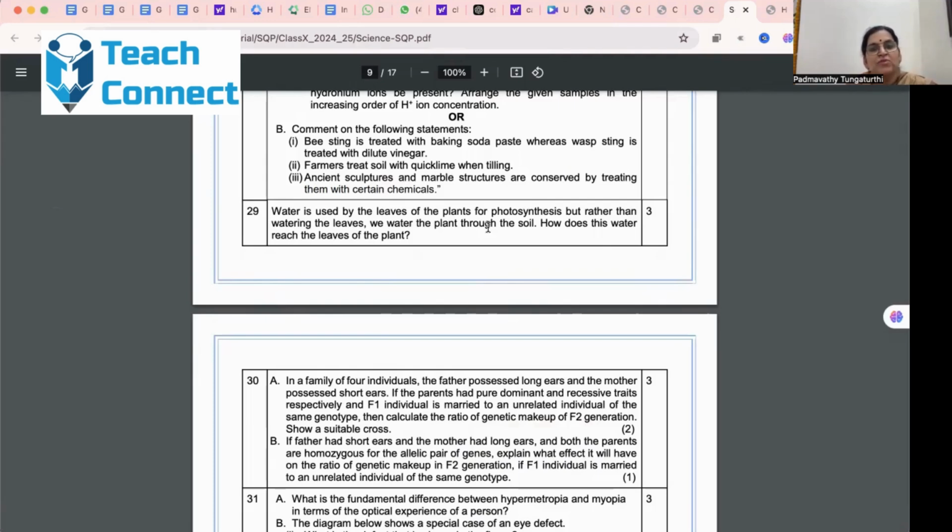And farmers treat with quicklime. They don't want any soil to be acidic. That's the reason why they use quicklime over here. These are the application work or concepts for the student.